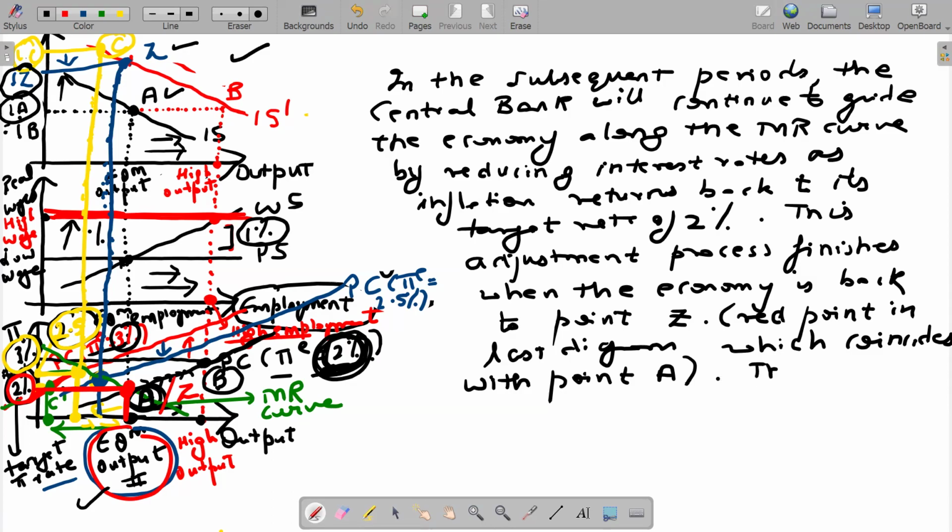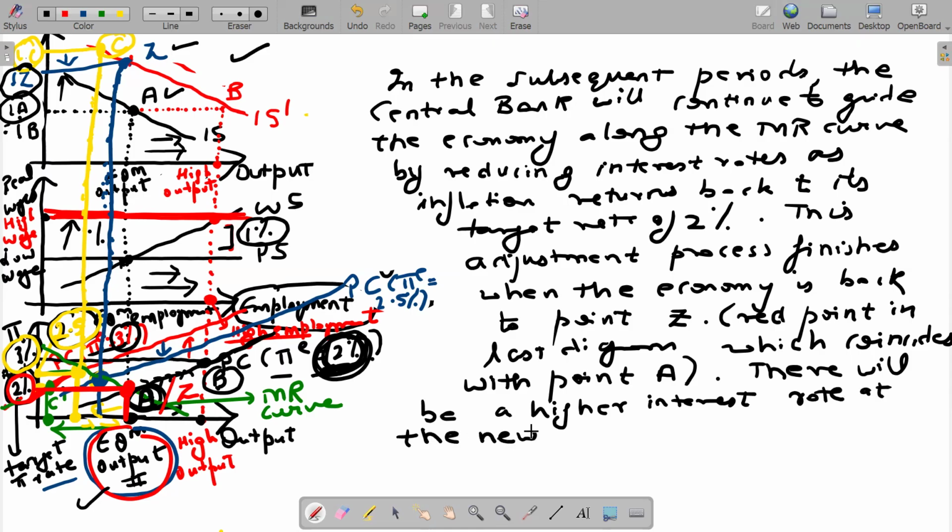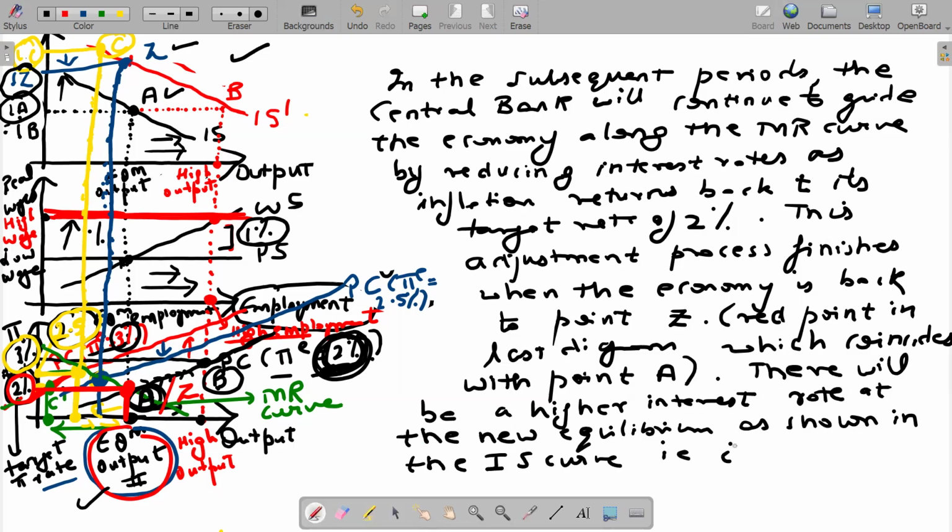So I can say there will be a higher interest rate at the new equilibrium, as shown in the IS curve. That is, interest rates at point Z are more than interest rates at point A. Okay, so hoping students have understood this.